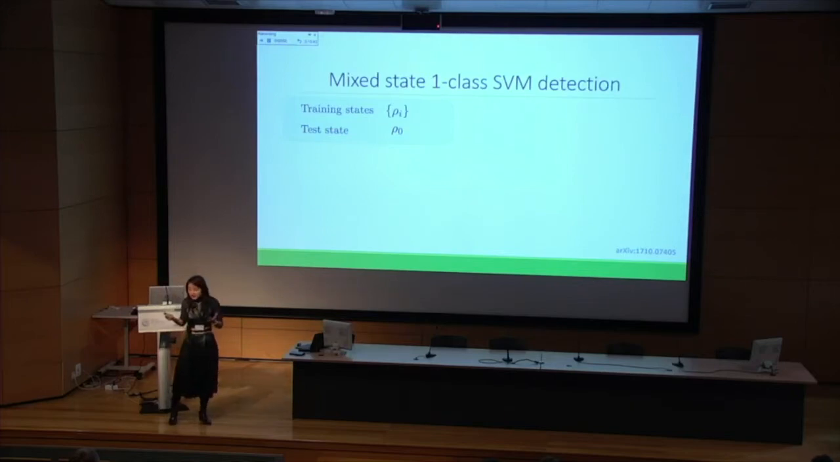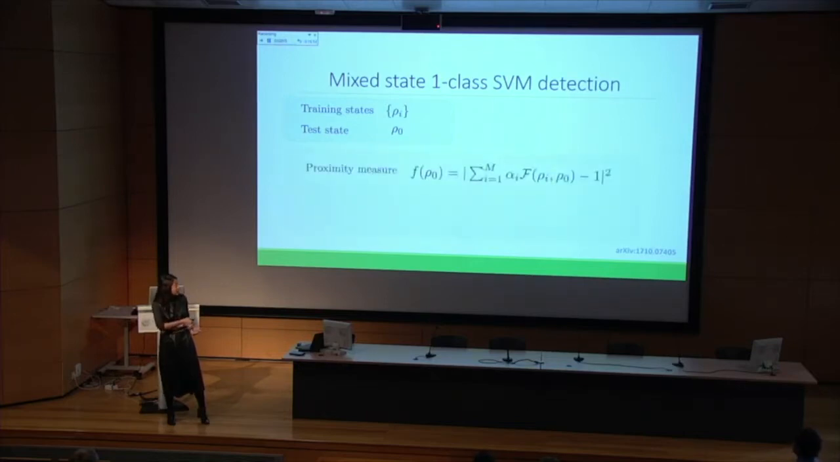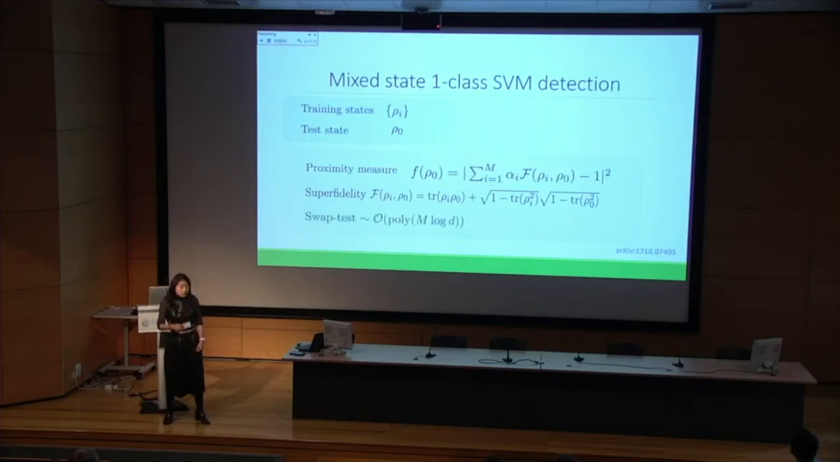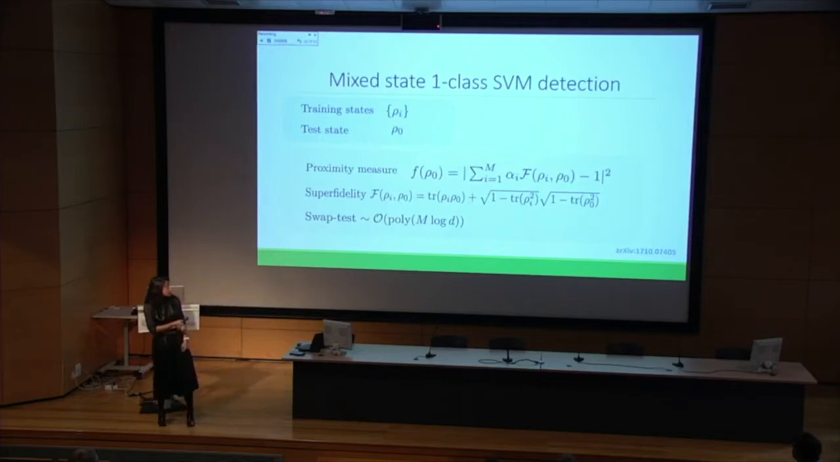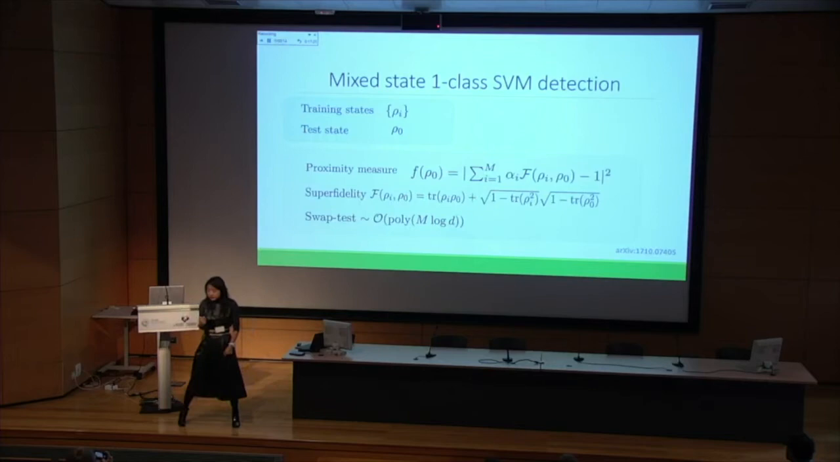And just another example, a very simple mixed state one class support vector machine algorithm. So our normal data are now the mixed states, and our test datum is also a mixed state. And then we have a modified proximity measure. So instead of the fidelity between pure states, we have a fidelity measure for mixed states, which we choose to be the super fidelity. And again, you can apply the same swap test mechanism I showed earlier, and get this particular advantage, where it scales logarithmically in the dimensionality, but we don't recover the same advantage for the number of training states.